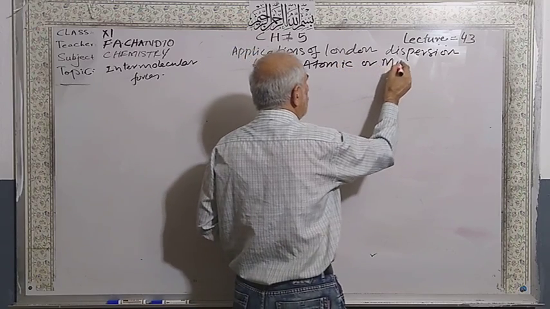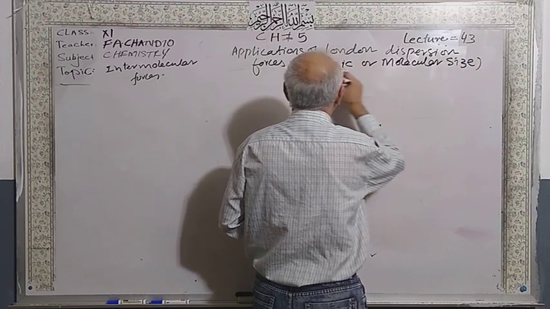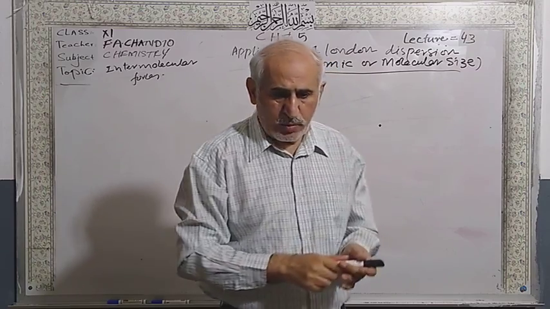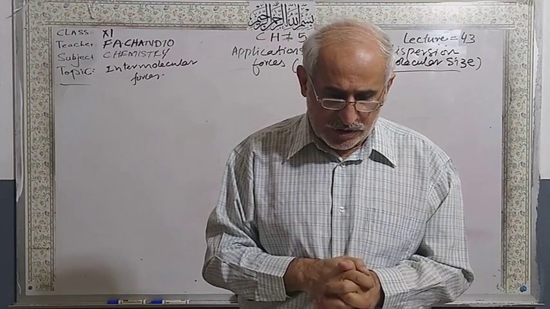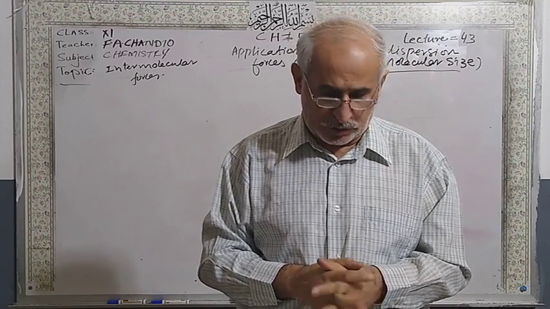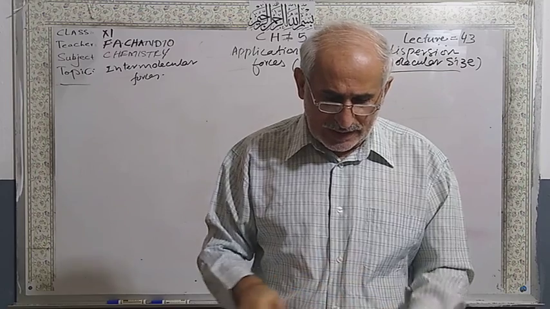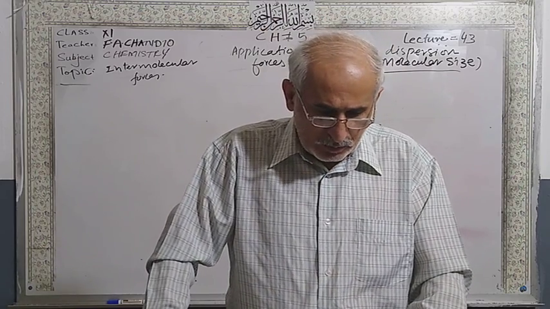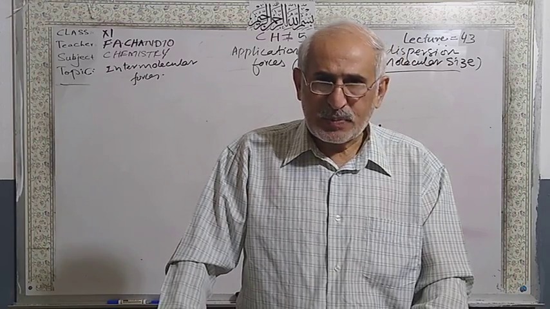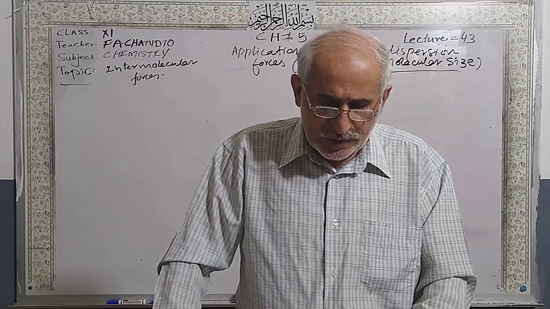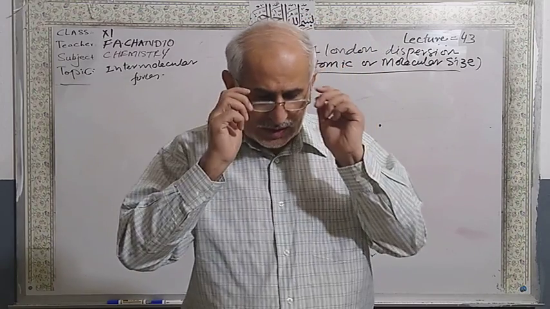Atomic or molecular size. The strength of the London dispersion forces depends upon the size of the electronic cloud of the atom or molecule. With the increase in size of the atom or molecule, the dispersion becomes easy, and these forces become prominent. So this example is very important.